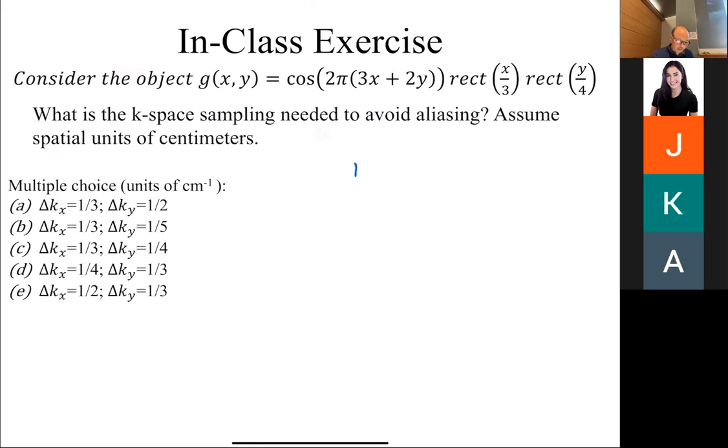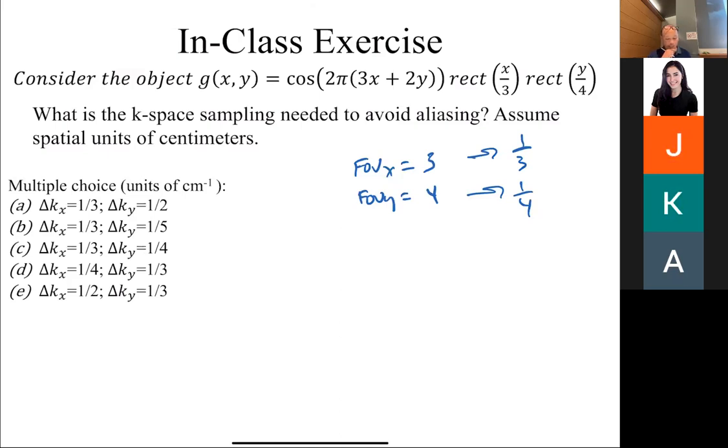So what is the FOV in the x direction here? 3, right? Because I got rect x over 3, and therefore FOV in the y direction is 4. So then you just get 1/3 and 1/4. So pretty simple. Okay. B would also be the right answer. Sorry, good. B would also be an answer. B could be an answer. Yeah, that's true, but great point.